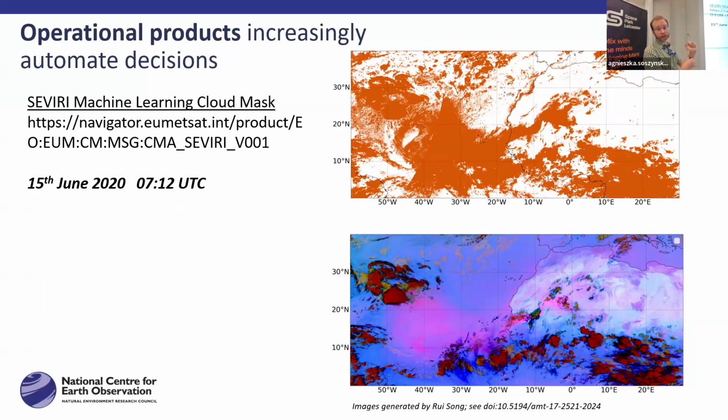So other types of algorithm have been built. This is an example of a machine learning mask they're trialing at the moment.